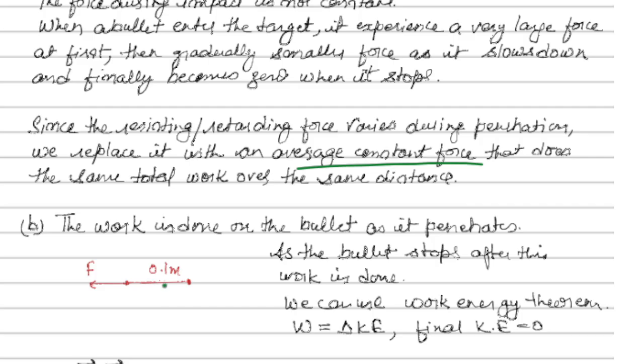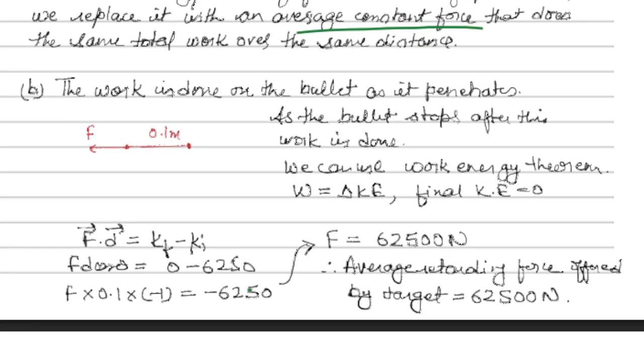What is the objective of this work done? To consume the kinetic energy which we are having. We can use here the work-kinetic energy theorem, and that is work done will be equal to change in kinetic energy. So the final kinetic energy will become zero, as it comes to rest. So I put kinetic final as 0, and the initial kinetic energy is 6250.